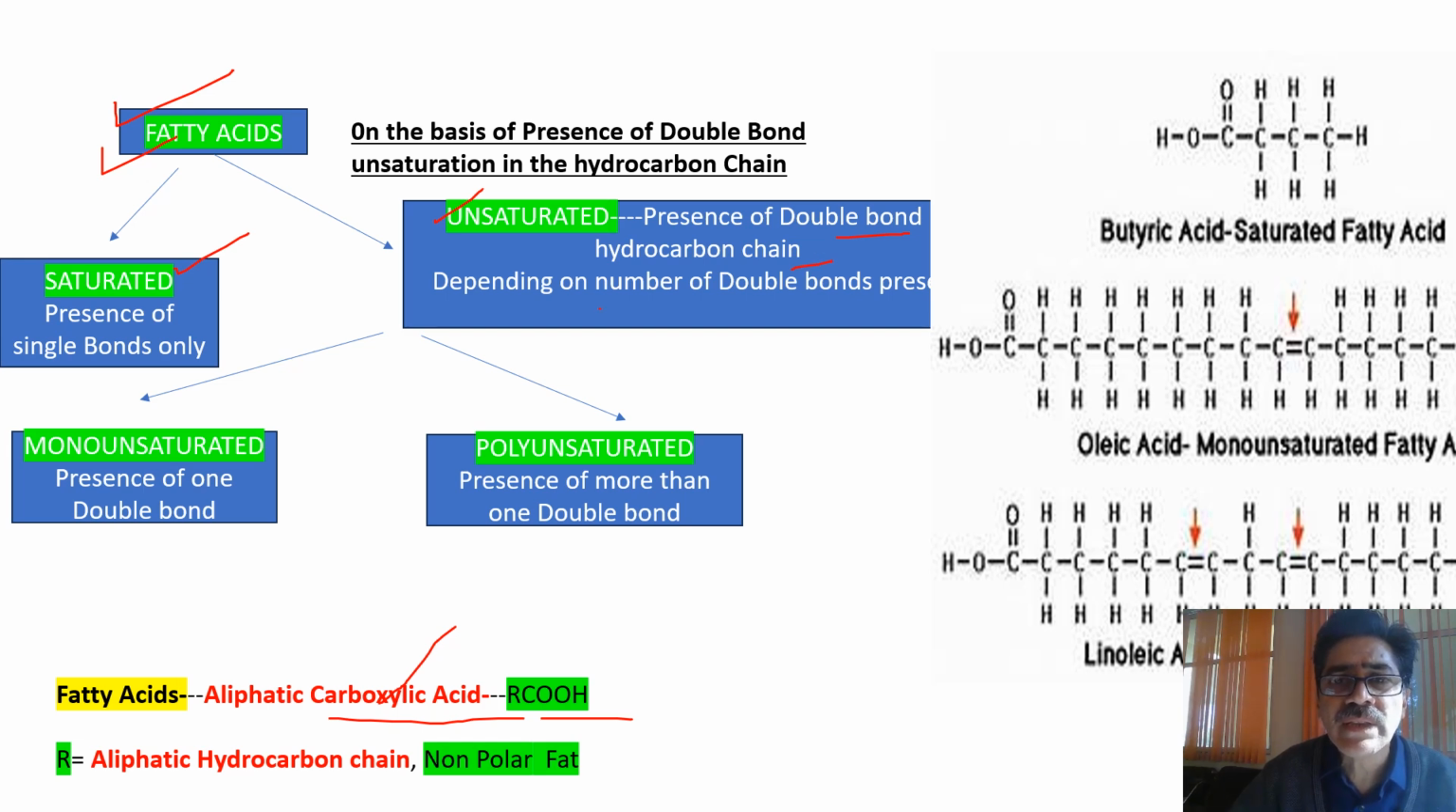Now, depending upon the number of double bonds present, unsaturated fatty acids can be further grouped into monounsaturated and polyunsaturated fatty acid. Monounsaturated fatty acid means presence of one double bond, and polyunsaturated fatty acid means presence of more than one double bond. You can see butyric acid here. It is a saturated fatty acid. Only single bonds are present over here between carbons. This is an unsaturated fatty acid. It has one double bond over here. It is a monounsaturated fatty acid. The other one is linoleic acid. There are two double bonds present, one here and one here. So it is a polyunsaturated fatty acid.